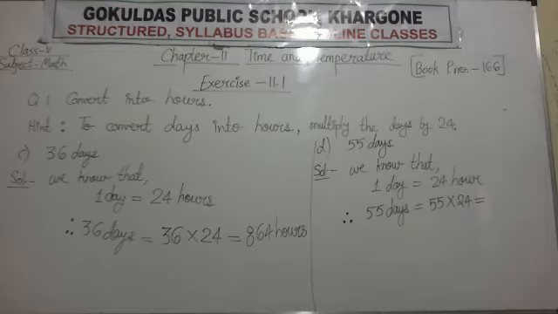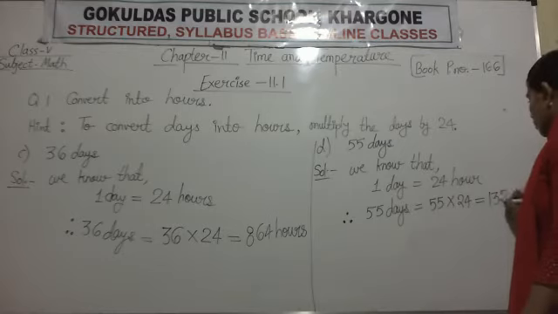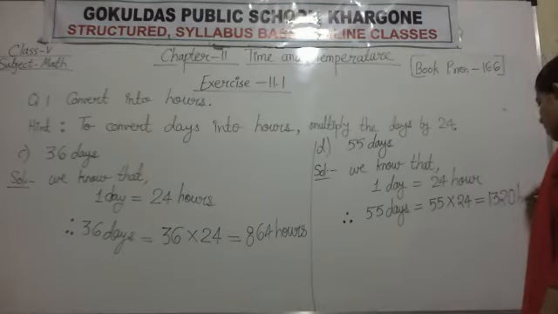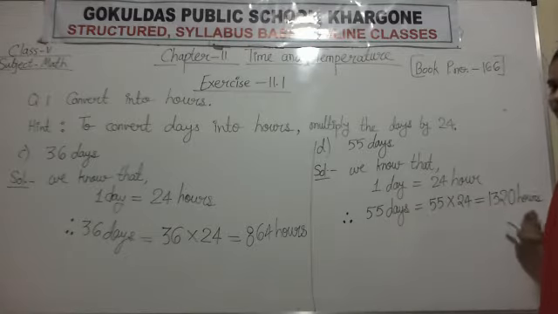Okay, when we multiply 55 by 24, my result is 1320 hours. So 55 days means 1320 hours. I hope you got the same result. Note it down or take the screenshot fast so that I can move towards the next question.